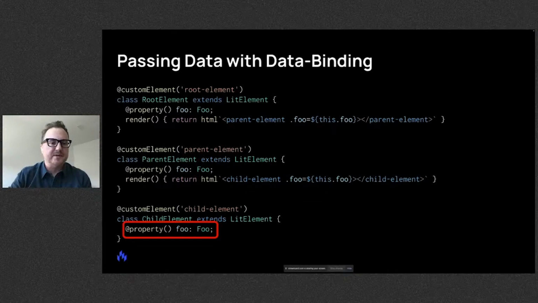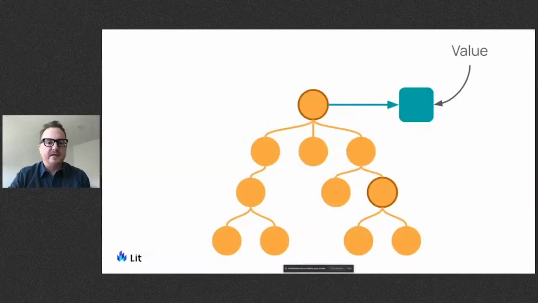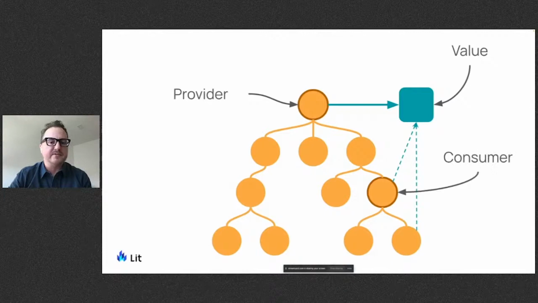So we'd like to do something a little better than that, with less boilerplate. What context does is say: if you have a value available at the root of your tree, we're going to turn the element that owns that value into something we call a provider. That provider is going to make it available to any element below it in the tree. We're going to call those consumers. And they're just going to be able to almost magically get access to that value.